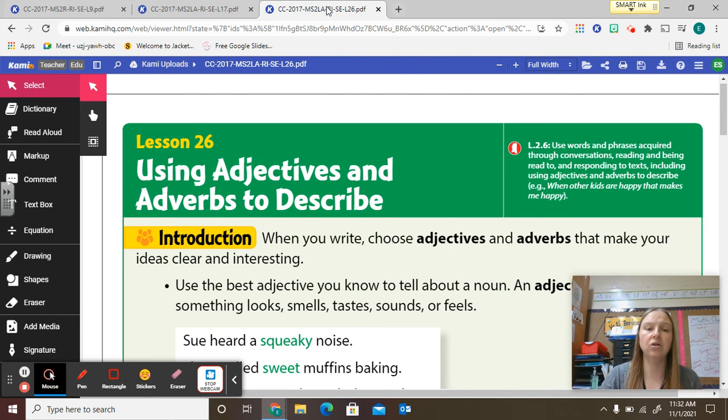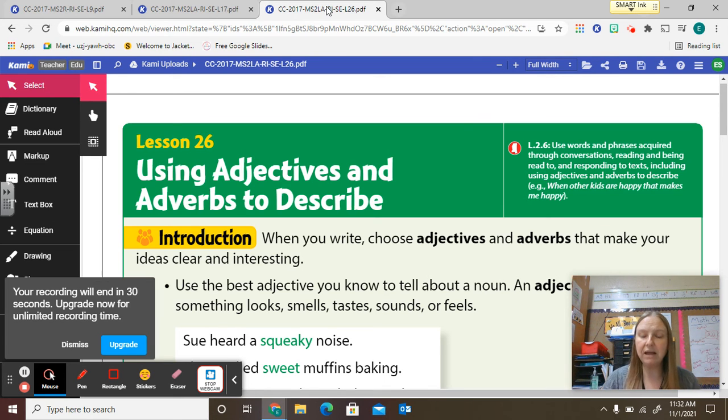The second skill kind of goes along with our writing, since we're writing narratives. This is using adjectives and adverbs to describe things. The point of this is to help kids be really specific while they're writing, to describe their nouns and their verbs. Instead of just saying, "I heard a noise," you could say, "I heard a squeaky noise." Instead of just saying, "The muffins were baking," you could say, "The sweet muffins were baking." So just trying to find words that are more descriptive. They'll be using that in their narratives.